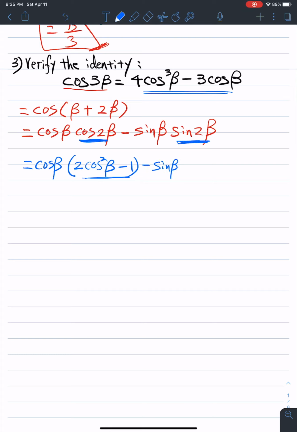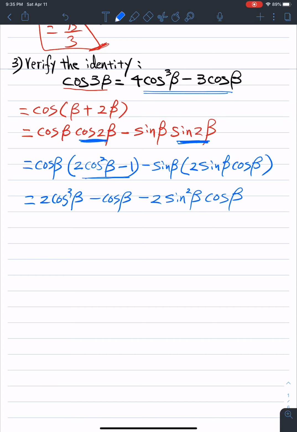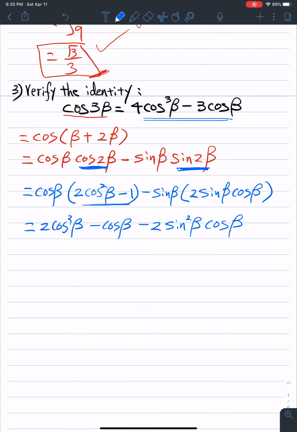And then sine double angle, they only have 1 formula. Once we get that, we can distribute. Do you see how we got so far? That one I need to remove. Why do I remove it? Do you see on the other side? I want cosine, I have no sine, so I have to remove it.